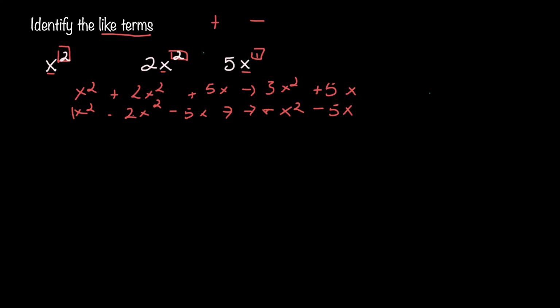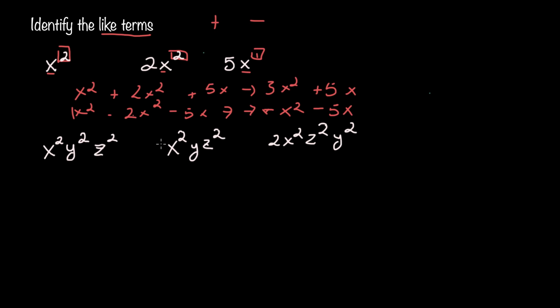Let's try one more example where we're going to have x squared y squared z squared plus or minus x squared y z squared plus or minus 2x squared z squared y squared. So let's only try this for addition in this form. Let's add on both sides. So let's see what variables are similar in this expression. We have an x, a y, and a z. We have an x, a y, and a z. X, y, and a z.